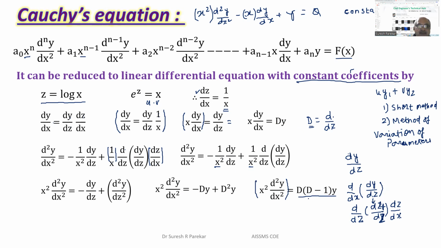So likewise, if we have power x cube, then one term will be increased: D into D minus 1, D minus 2 into y. Because only for x dy by dx we have D, then for x square it becomes D minus 1, for x cube D minus 2, and likewise it will be increased. So likewise we have to solve problems from Cauchy's equation.